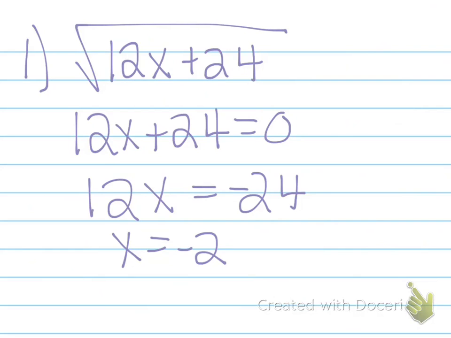Okay, so x equals negative 2. So it's allowed to be negative 2 because that gives us 0 under the radical, which we can take the square root of 0. But we're going to go to infinity. It can't be less than negative 2, like negative 3, because you know that that would give you a negative value under the radical.